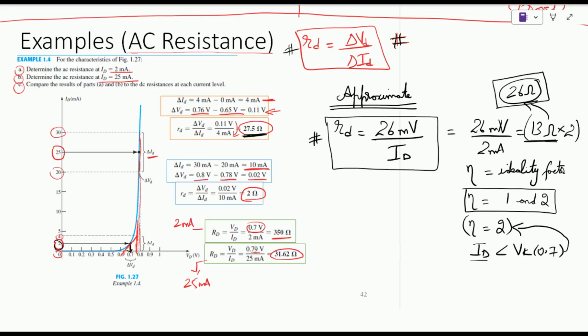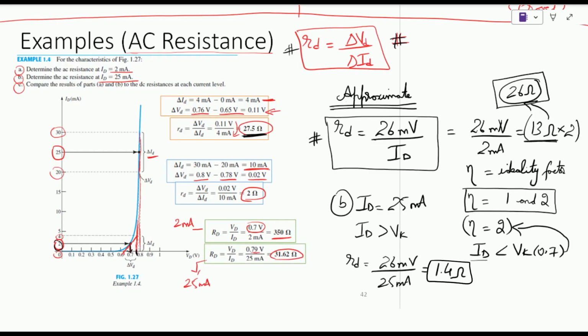Now let us look at the second current, or part B. In part B, the value of current ID is 25 milliamps. It's a higher current value and its corresponding voltage was around 0.78. So it is higher than the knee current value. So here the voltage available at ID is greater than the knee voltage. So in this case, if we directly apply the equation, which is 26 millivolts divided by 25 milliamps, we get the answer of 1.4 ohm, and this is almost close to the 2 ohm which we got from our previous value.